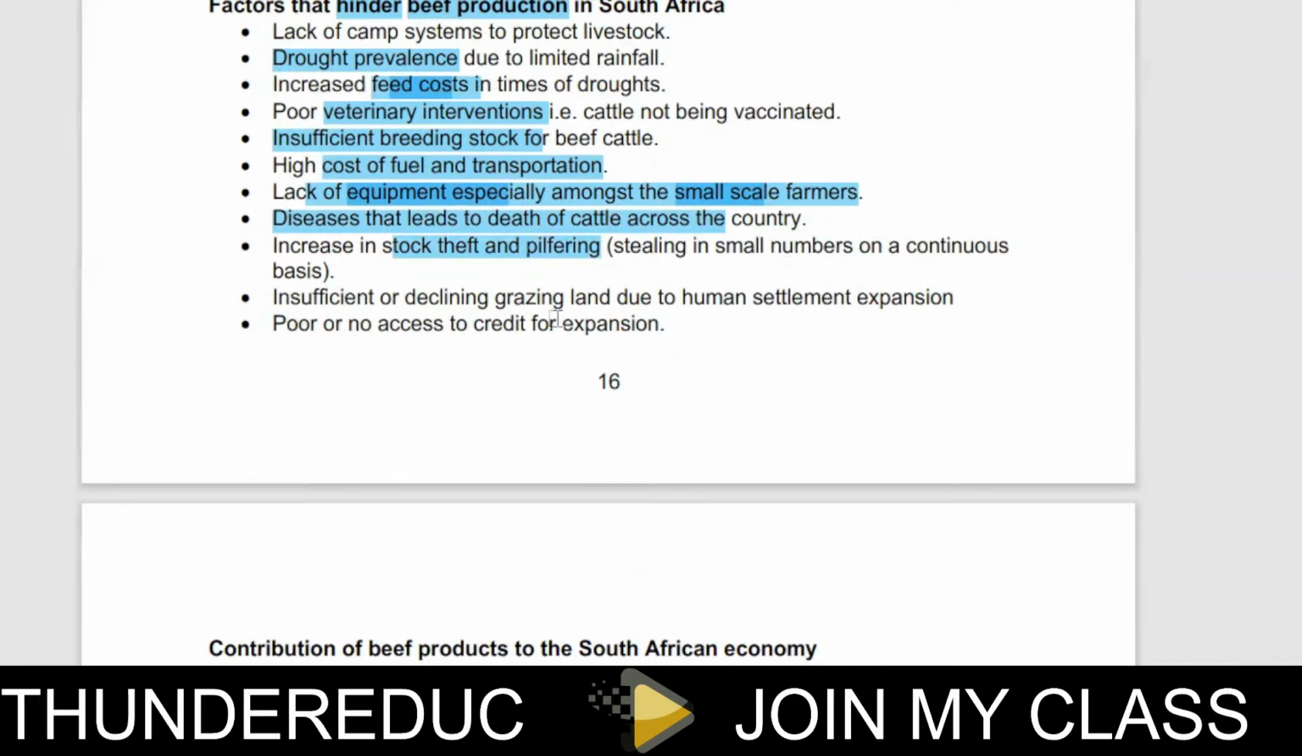Another one is insufficient or declining grazing land. Previously, there was a lot of land where they could graze extensively, but it is declining steadily.